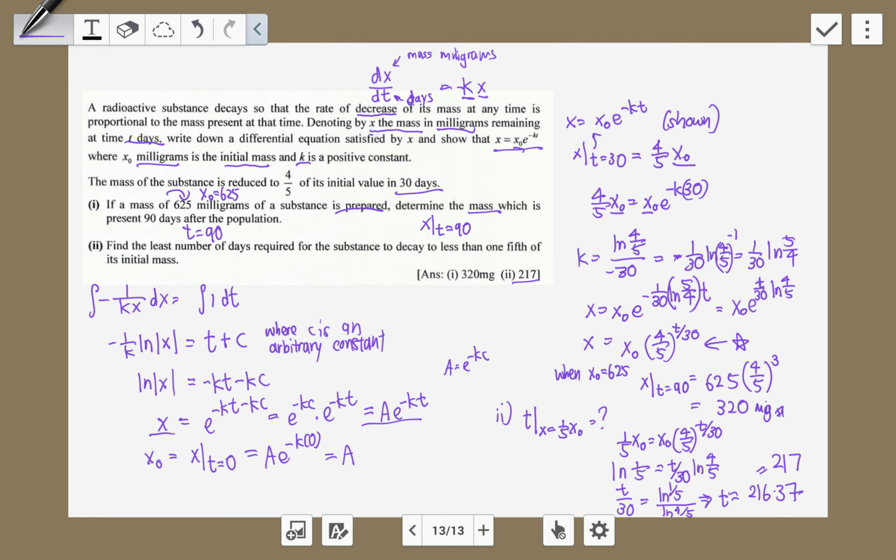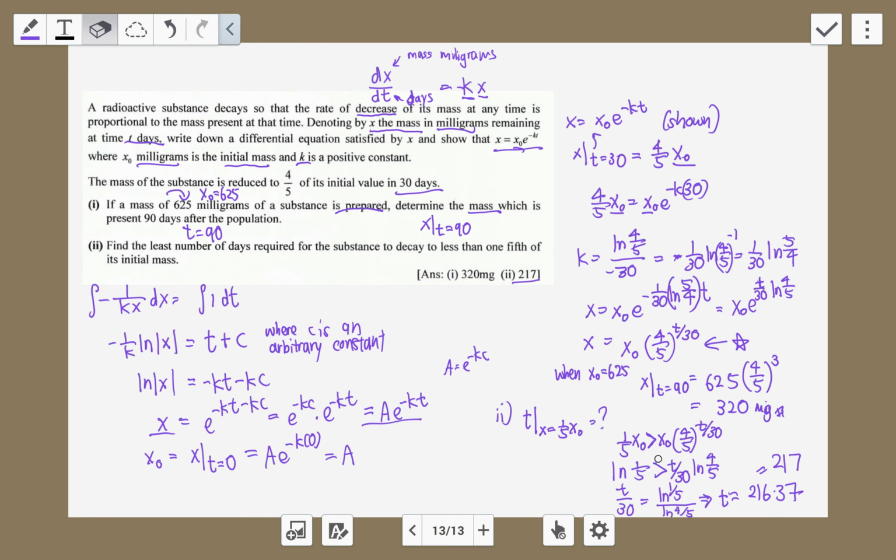We want the mass to decay to less than 1/5 of its initial mass. So we could say the mass would be less than 1/5 of the initial mass. You use this inequality right from the start. That would be a better way of presenting this information.